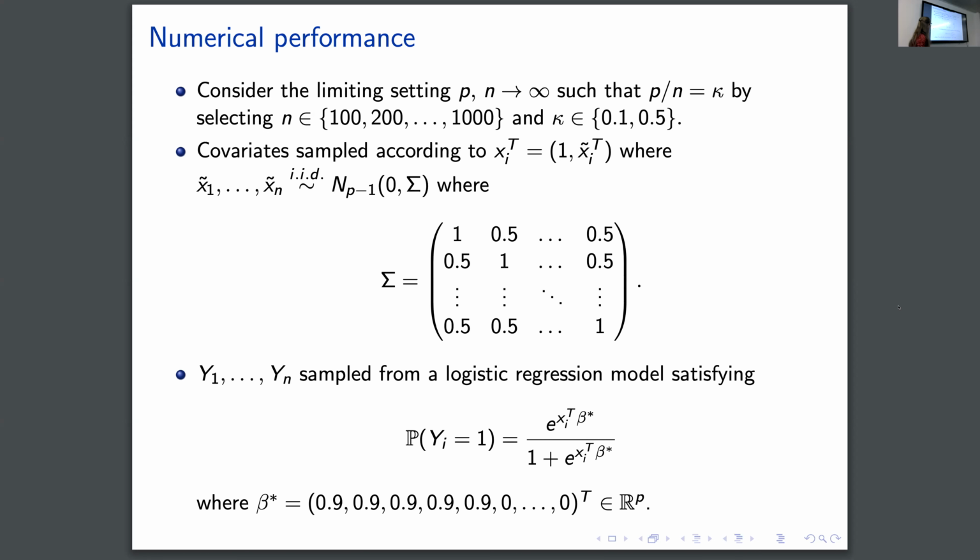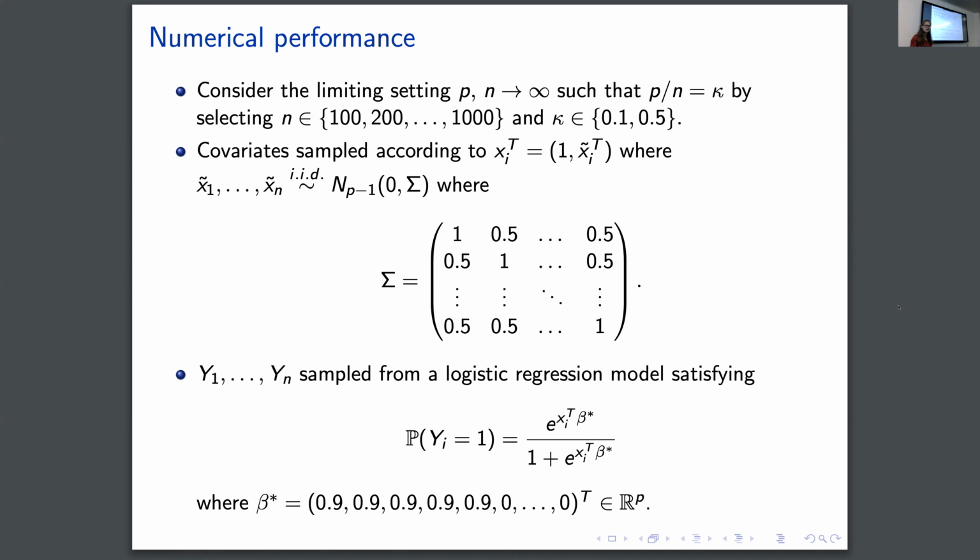Then we generate our covariates from a multivariate normal distribution, where the correlation between covariates is just going to be 0.5 for everything. And then our response is going to be generated from a logistic regression model, where the unknown parameter beta star is going to have 5 non-zero entries set at 0.9, and the remaining entries are going to be 0.